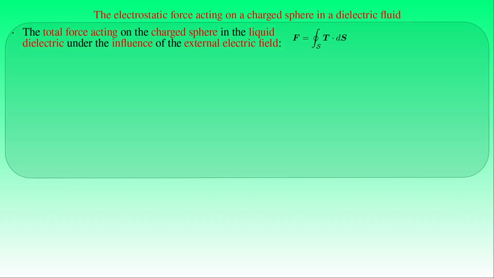In the last step we determine the total force acting on the charged dielectric sphere submerged in the liquid dielectric under the influence of an external uniform electric field. We already established that the force F acting on a body in an electric field can be expressed by the surface integral of the Maxwell stress tensor T of the field over the boundary surface S of the body. In the case of a sphere, this surface integral can be written as the integral of the contraction of the tensor T with the radial unit vector E_r pointing along the normal to the surface of the sphere.